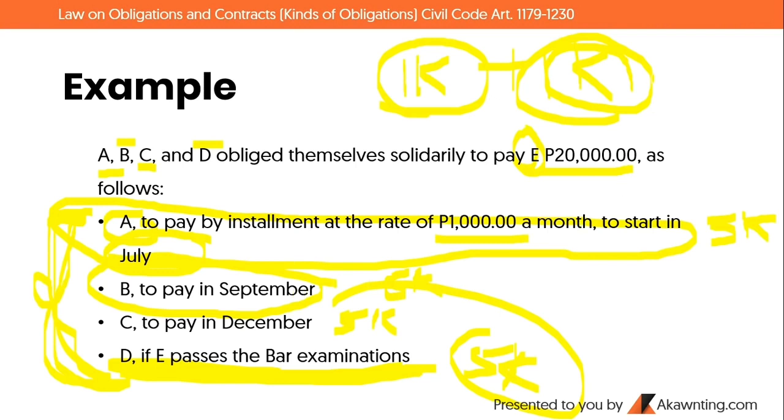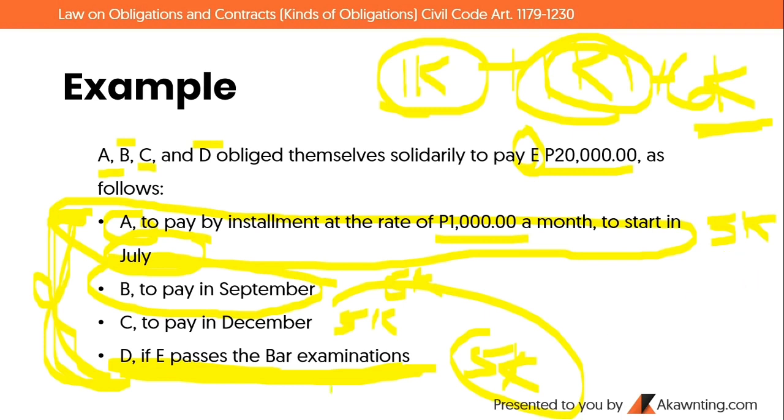So, pagdating ng July, August, September. Okay, so pagdating ng September, ang total due ay 1,000 plus yung 5,000 ni B. Tama? Okay, so totaling 6,000. Yung 6,000, kanino niya pwedeng singilin? Inuulit ko, ganun pa rin. Whether kay A, whether kay B, whether kay C, whether kay D.